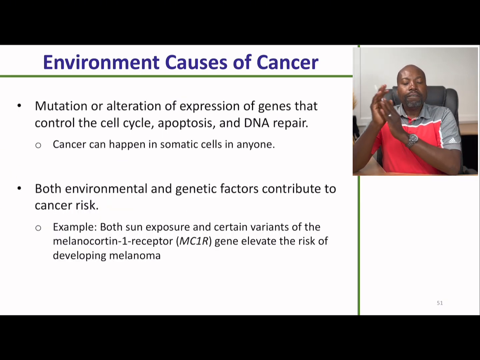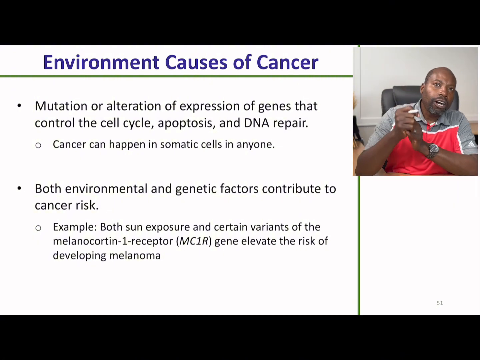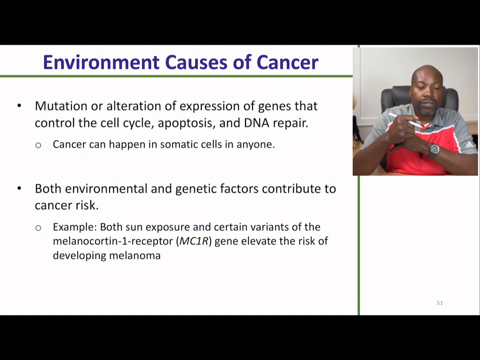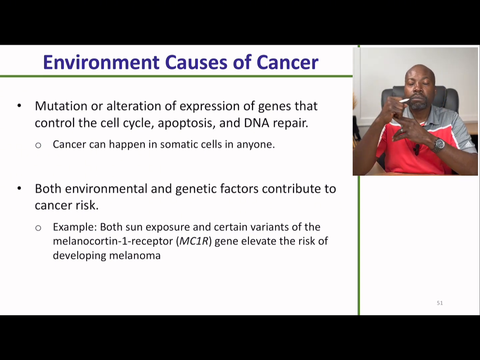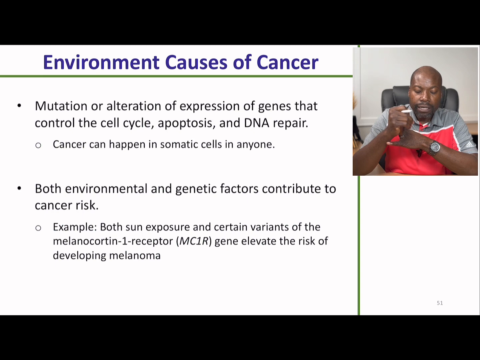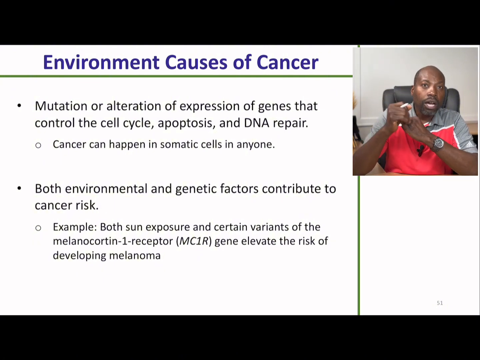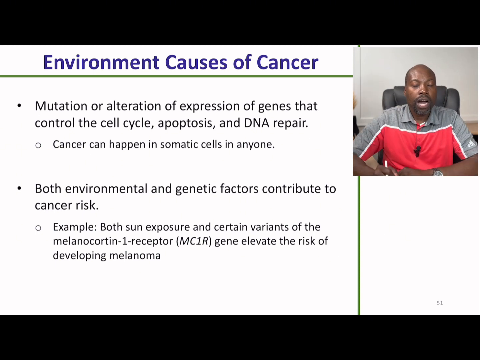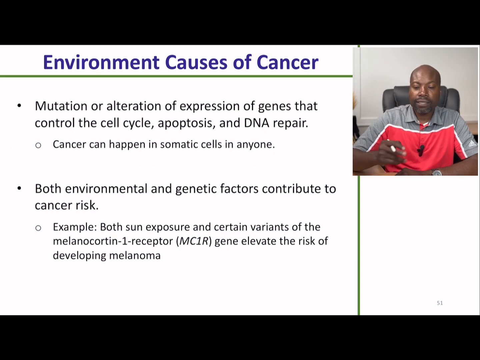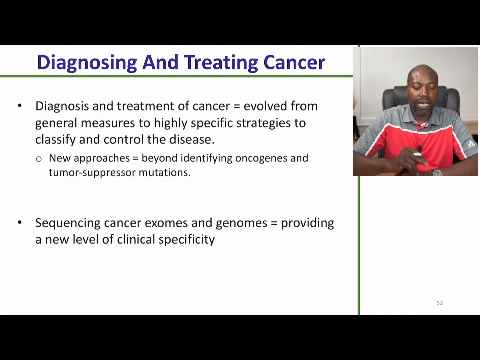So, environmental factors can involve viruses, can involve toxins, can involve radiations, right? So all these conditions can actually trigger loss of apoptosis, loss of DNA repair, loss of control of the cell cycle, in a sense that too many cell divisions.